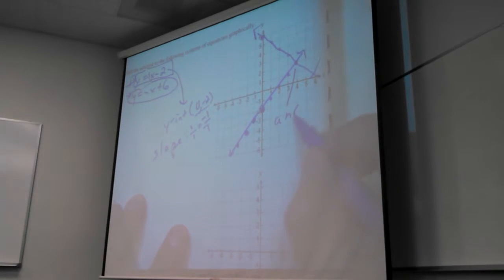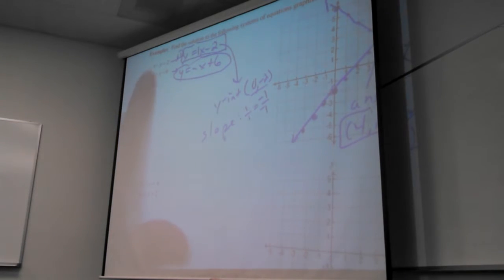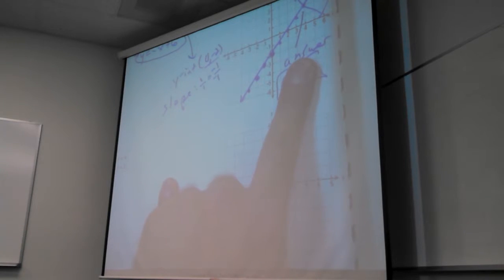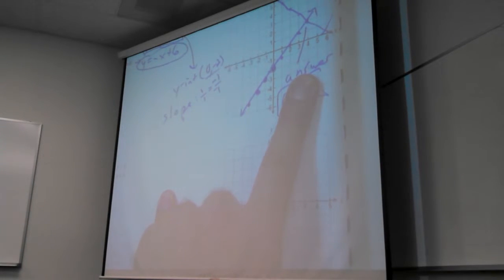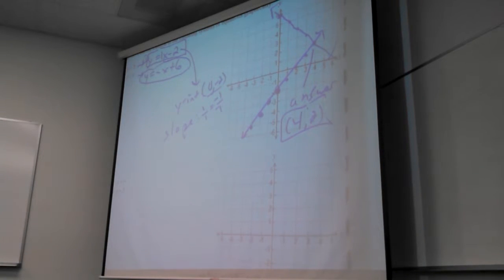4, 2. Good, 4, 2. And how do you check that? Plug it in. So plug in 4. 4 minus 2 is 2. 4 plus 2 is 6. Awesome. So if you do not put this, you will lose a lot of points because the whole point of it is to find the answer. So if you do all this work and then don't tell me what the answer is, you miss the whole point. You got to get the answer.